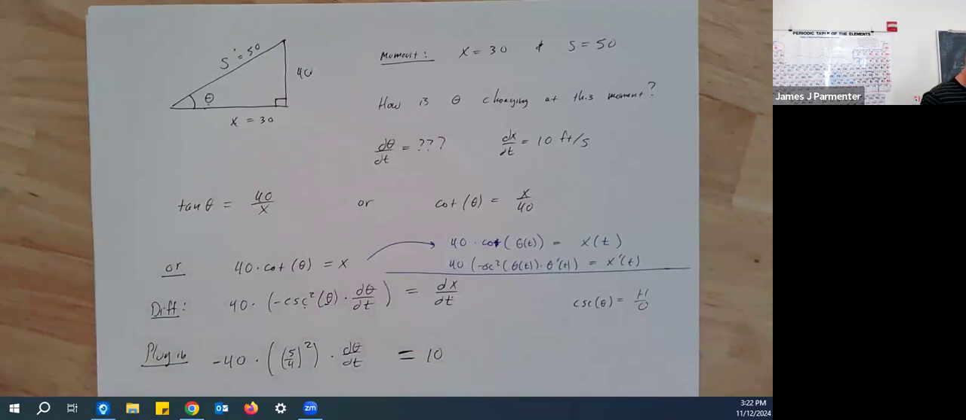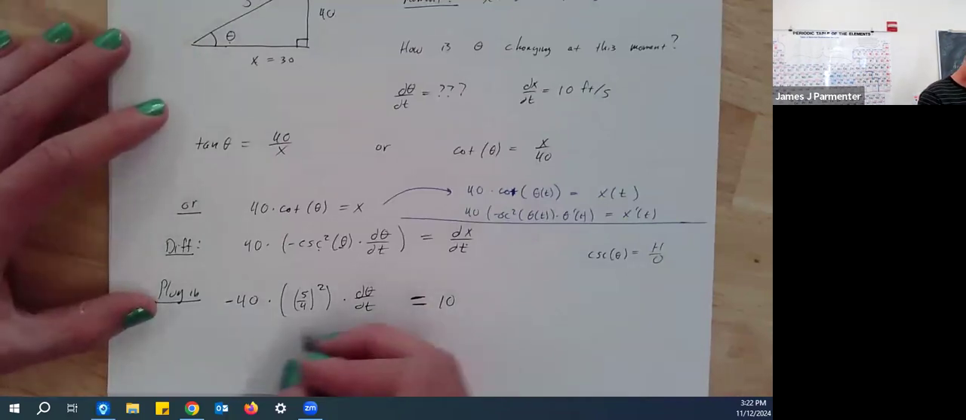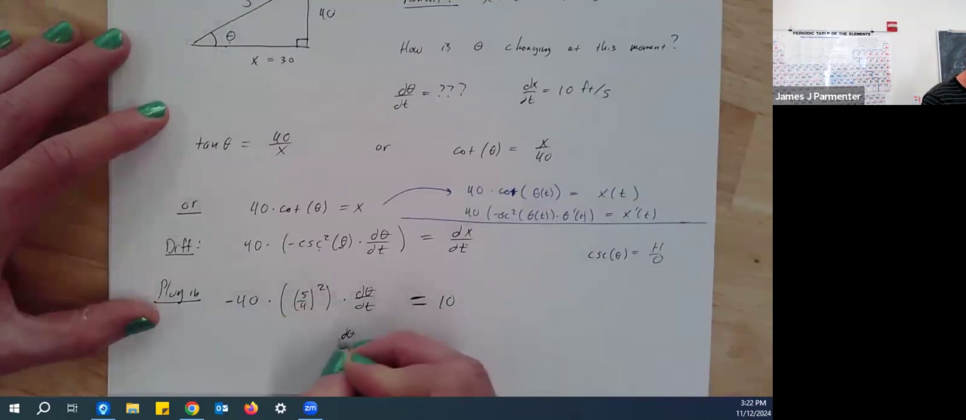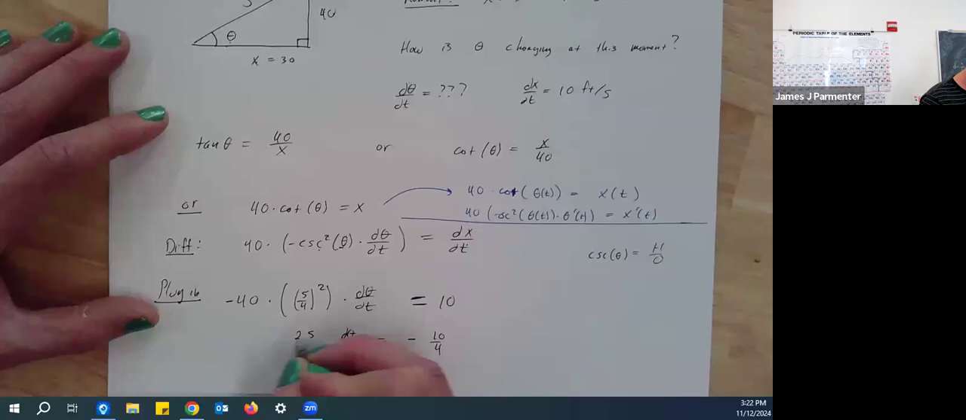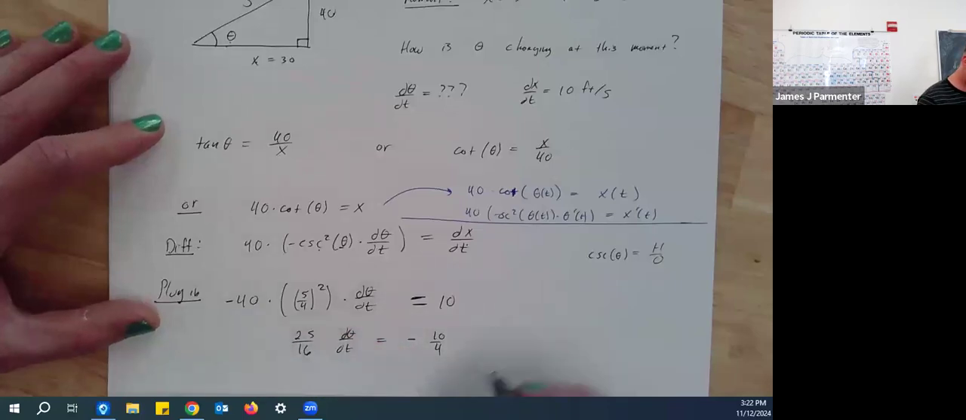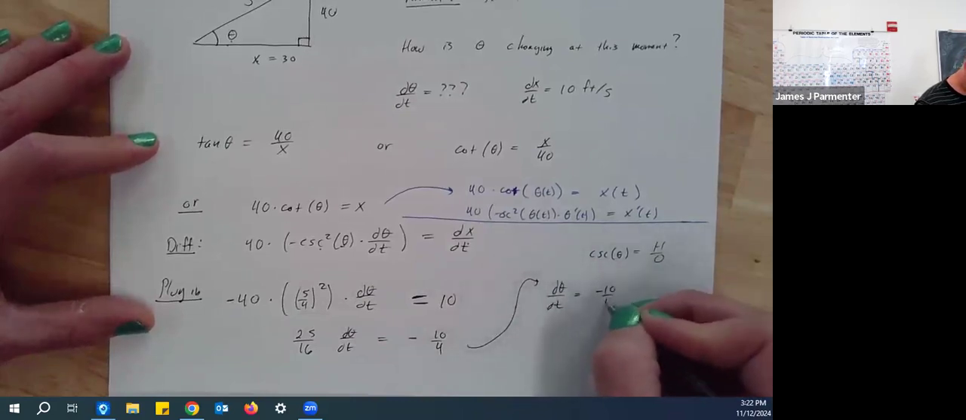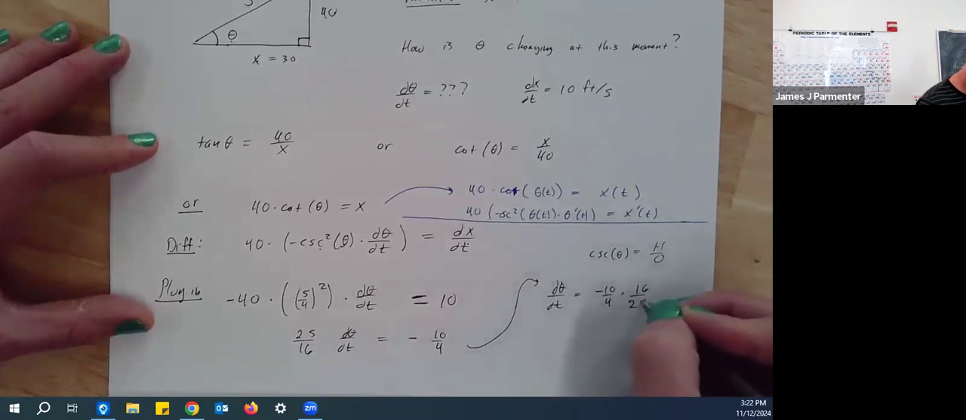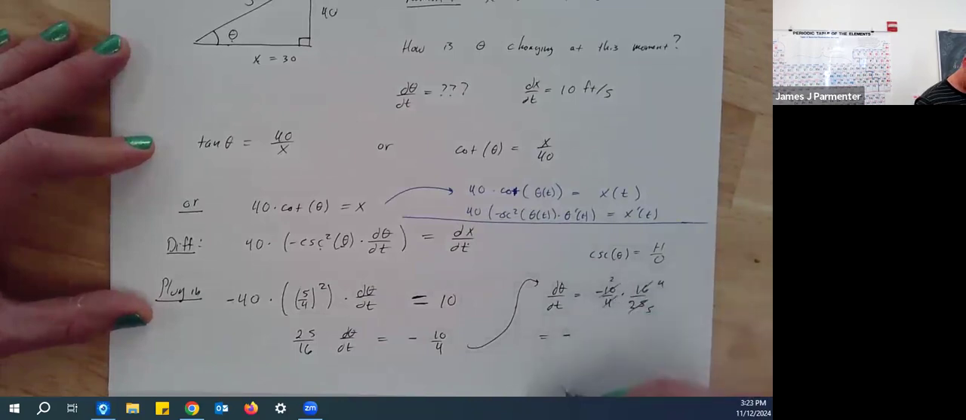And now we can find d theta dt. It's terrible though. So d theta dt. Let's divide by negative 40 and get negative 10 over 4 on that side. Over here, we still have the 5 over 4 squared, which is going to be 25 over 16. And then we can multiply both sides by 16 over 25 to get d theta dt is equal to negative 10 over 4 times 16 over 25, which reduces to negative, let's see, you can cancel a 5 here, and a 5 here, and a 4 here, and a 4 here. 2 times 4 is 8, negative 8/5.